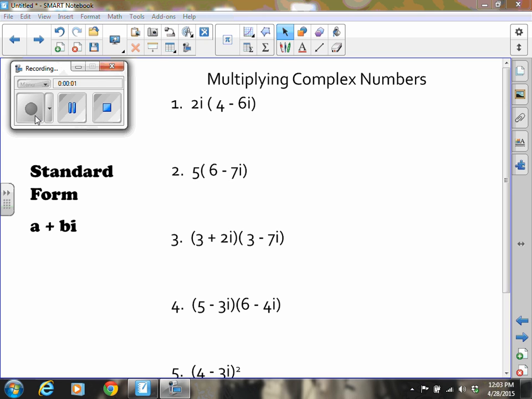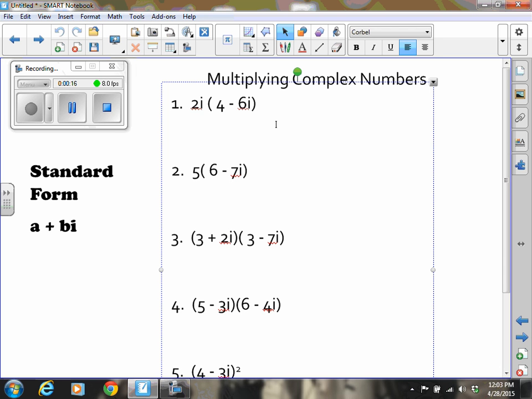Okay, let's move on to multiplying complex numbers. Anytime I'm dealing with complex numbers, I want to make sure that I remember my answers need to be in standard form. They need to look like a plus bi, real part first, imaginary part second.